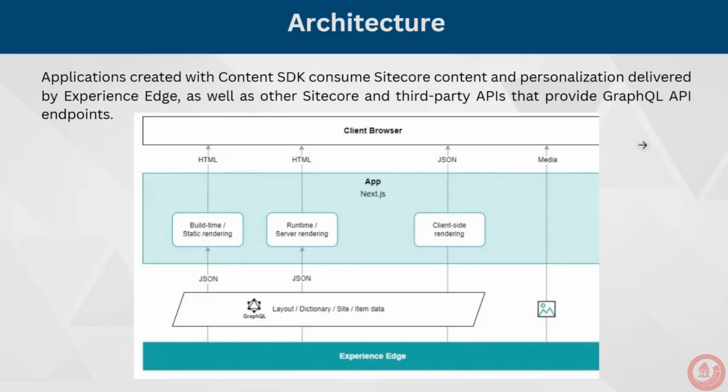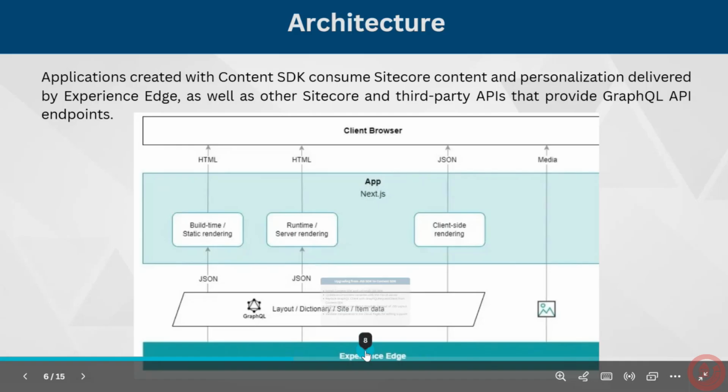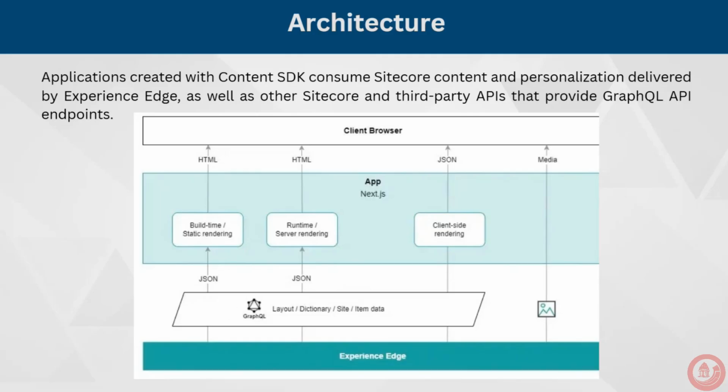So here is the image of how the architecture works in Content SDK. As we can see, we have our Content SDK using the GraphQL APIs. So all our layouts, dictionary, site, and item data is fetched from Experience Edge in the JSON format. In our application, we have three types of renderings that we use to build the page.